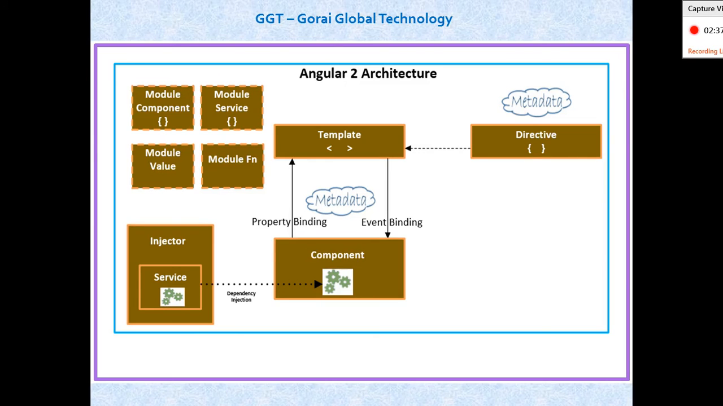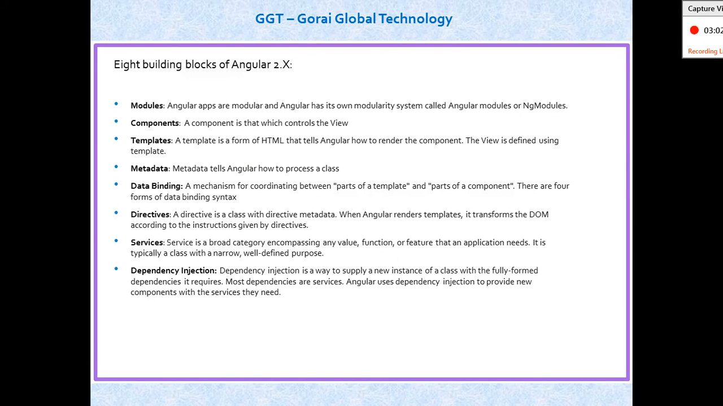Here is the architecture of Angular 2.0. Look at the building blocks: component, template, directive, metadata, service, dependency injection and module. Keep this picture in your mind when we explain each of these building blocks. Try to relate them. There are 8 building blocks of Angular 2.x.